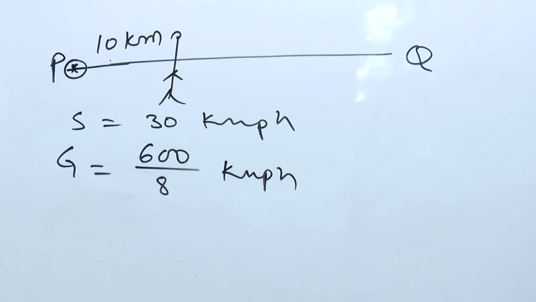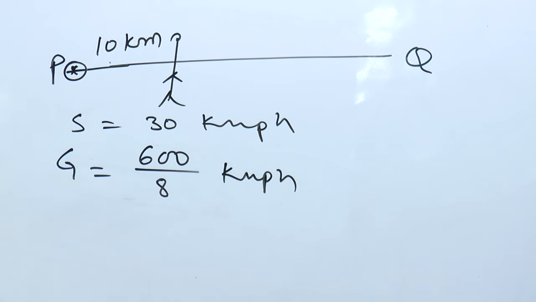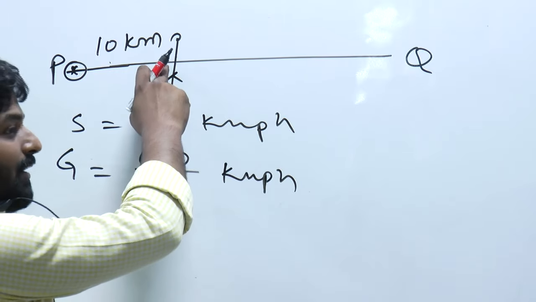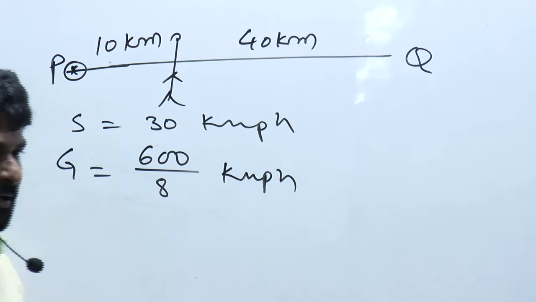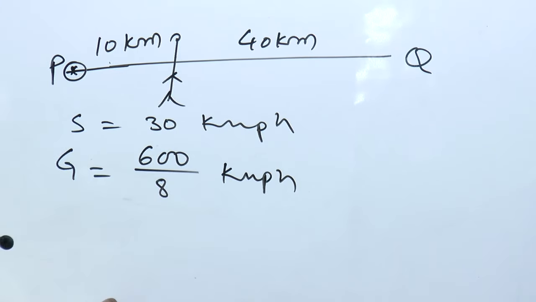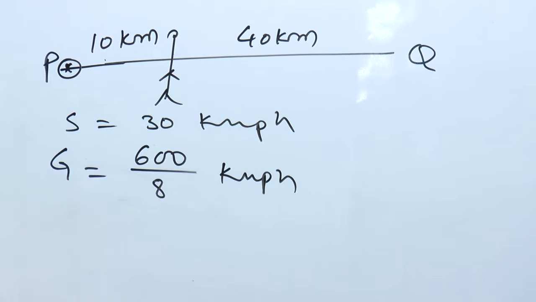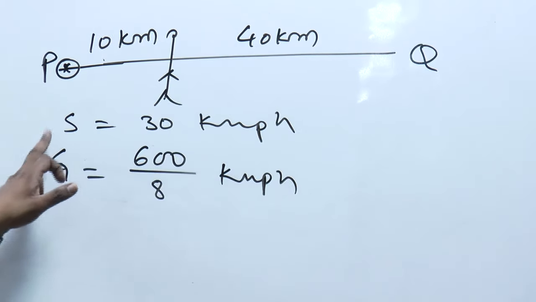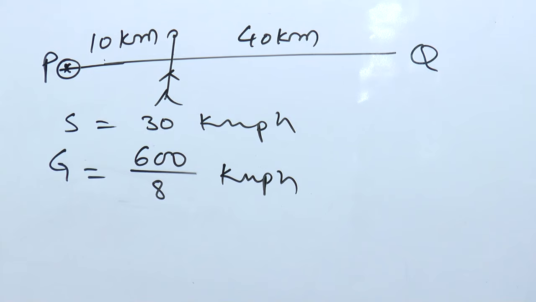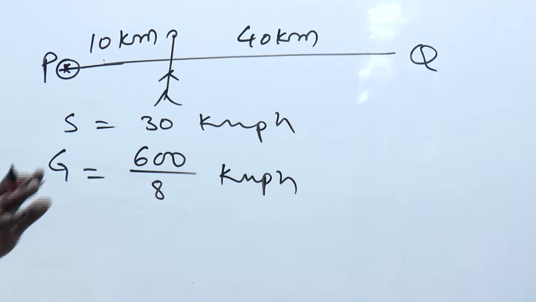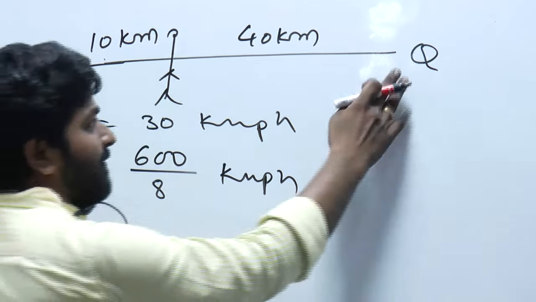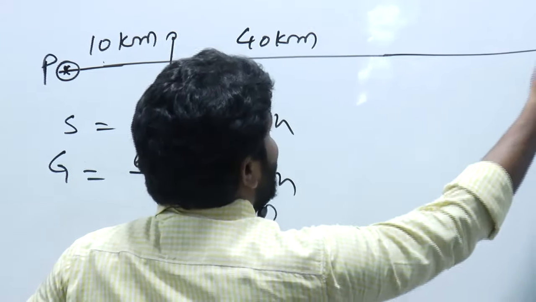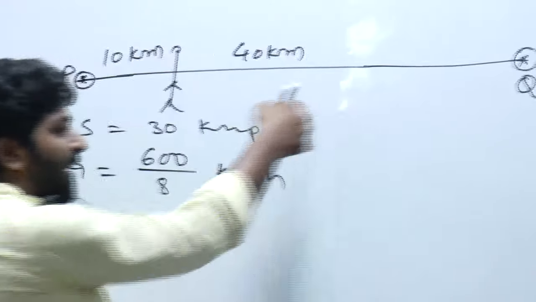After covering another 40 kilometers, Srikanth encountered Gafoor, who is returning from Q. From here he is going to cover again 40 kilometers. To cover 40 kilometers, Srikanth needs 1/3 hours. In the same 1/3 hours, Gafoor crossed Srikanth. He reached point Q and then he started returning from Q.